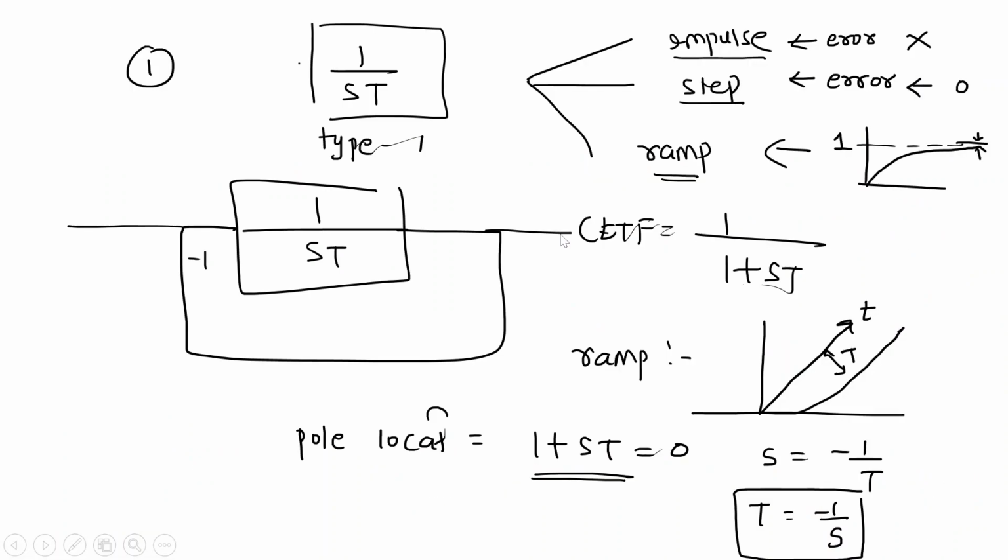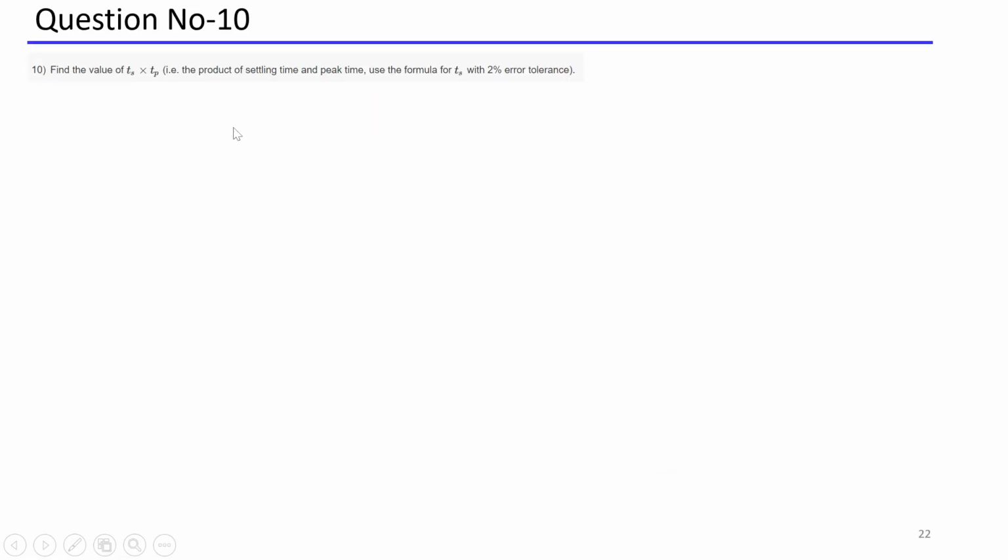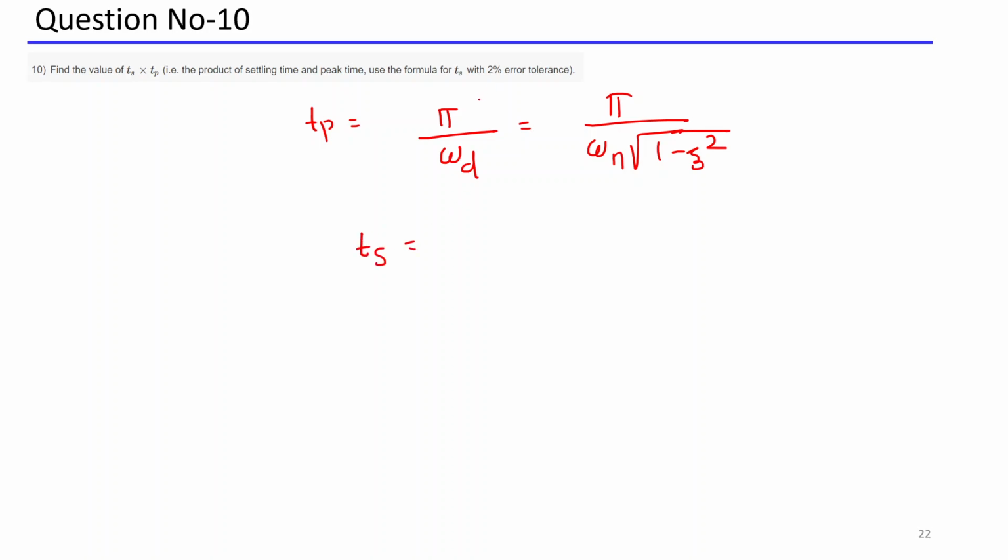First, to solve this question, I'll tell you. First, the third part is remaining. What are Ts and Tp? Ts and Tp mean peak time and settling time, sir. What is the peak time formula? Peak time will be pi divided by omega d, which is pi divided by omega n into root of 1 minus zeta square. For settling time for 2%, what is the settling time? 4 time constants. It will be 4 times 1 by zeta omega n, because the time constant is 1 by zeta omega n, the negative of the real part of the pole.